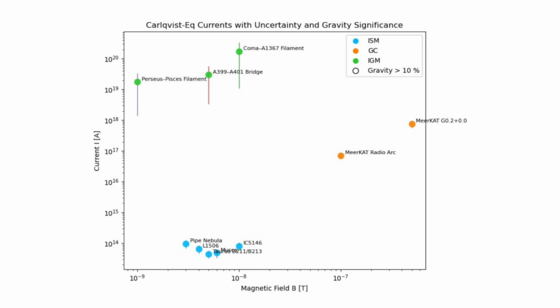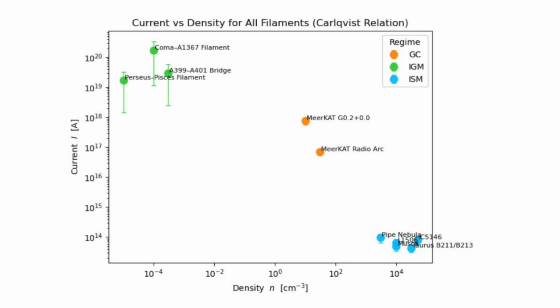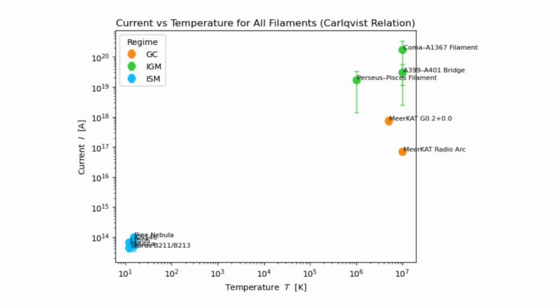So first, a plot of how the electric current in the filament relates to the magnetic field present in the filament. You can see I've arranged them by color. So the green color is the intergalactic medium, the orange color is our galactic core, and the blue color is the interstellar medium. And then next, how the current relates to the mass density in the filaments. And then lastly, how the current relates to the temperature in the filaments.